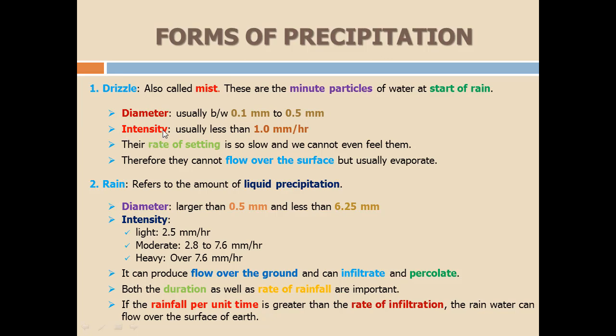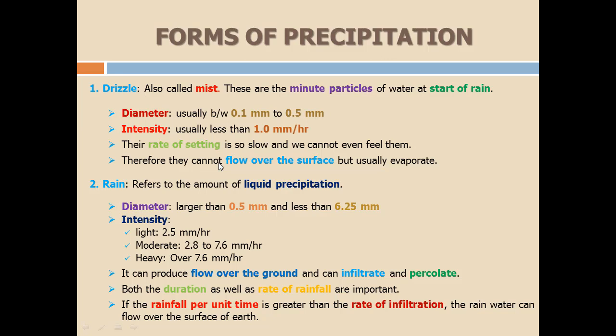Intensity or rate of fall of drizzle: usually the intensity of drizzle is less than 1 millimeter per hour. The rate of fall of drizzle is less than 1 millimeter per hour. Their rate of settling is so slow that we cannot even feel them. Therefore, they cannot flow over the surface but usually evaporate.